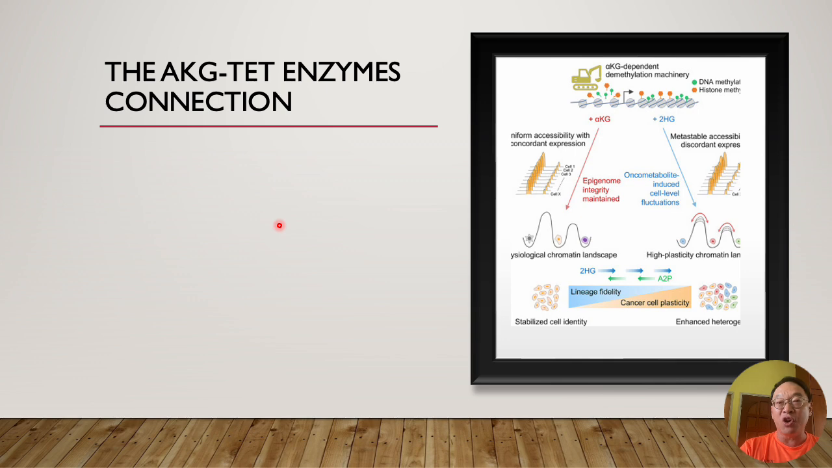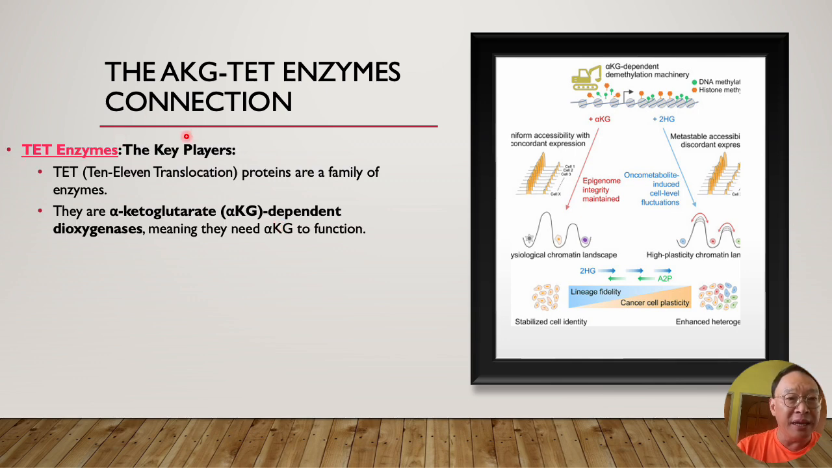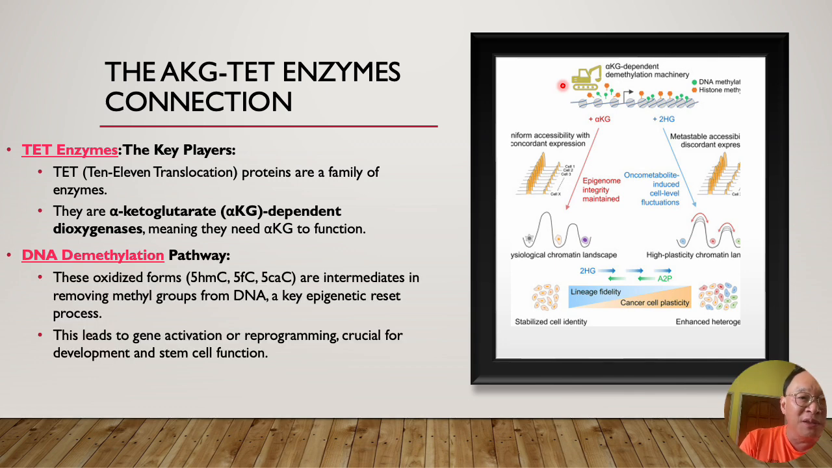Okay, the AKG and TET enzymes connection. TET enzymes, the key players. TET actually stands for ten-eleven translocation proteins, a family of enzymes. They are alpha-ketoglutarate dependent dioxygenases, meaning they need AKG to function. Here you go, AKG dependent demethylation, to remove the methyl group for genes to express, to turn on. DNA demethylation pathway: these oxidized forms are intermediates in removing methyl groups from DNA, a key genetic reset process that leads to gene activation or reprogramming, crucial for development and stem cell function. So for your stem cells to function, you need to demethylate.